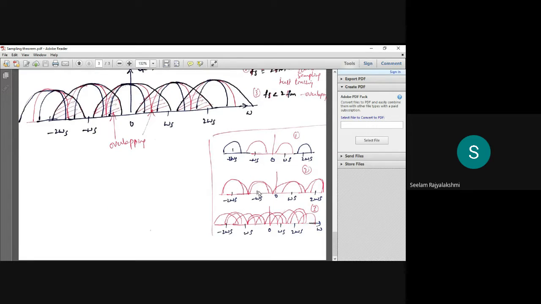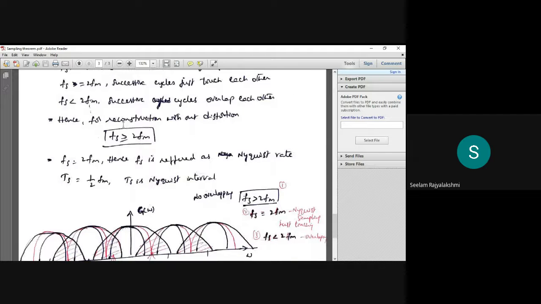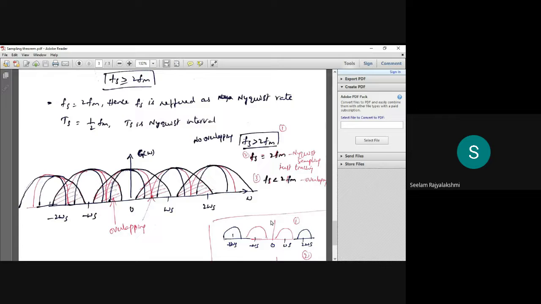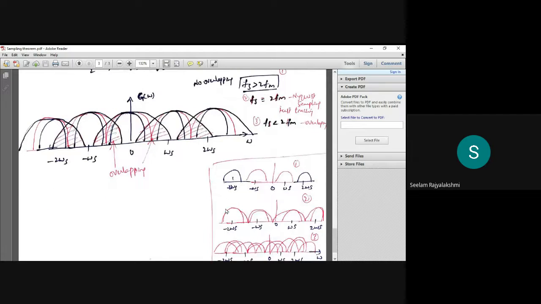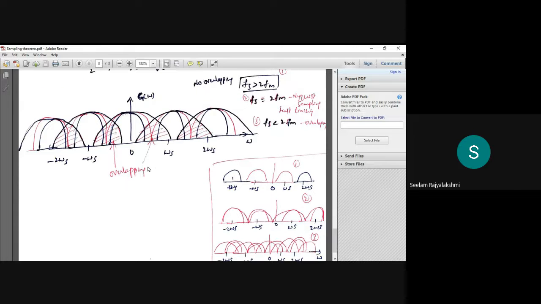The second case is Fs equals 2 Fm, which means successive cycles just touch each other, like this. So here Fs is the Nyquist sampling, just touching. And the last one is Fs less than 2 Fm, where the cycles overlap. This is how we obtain the final one.